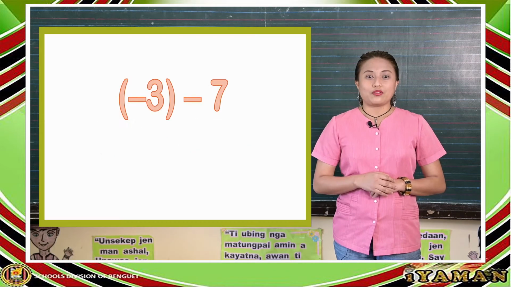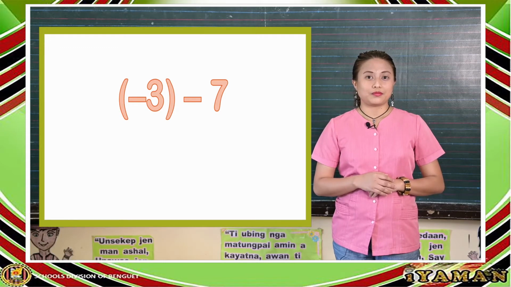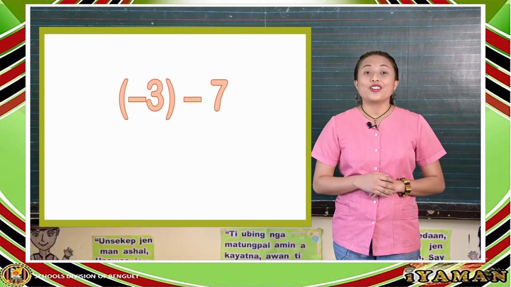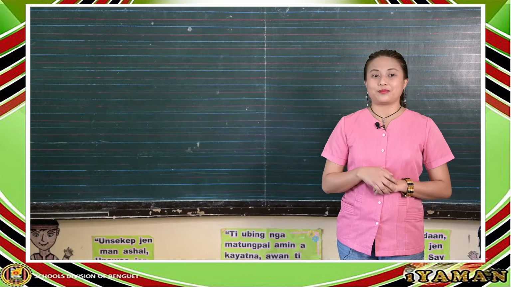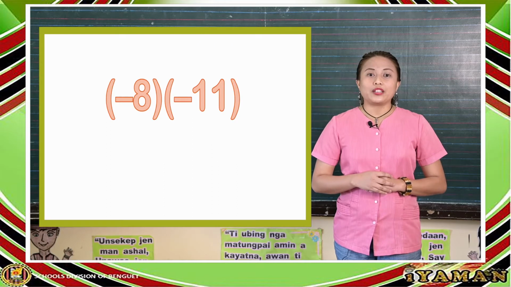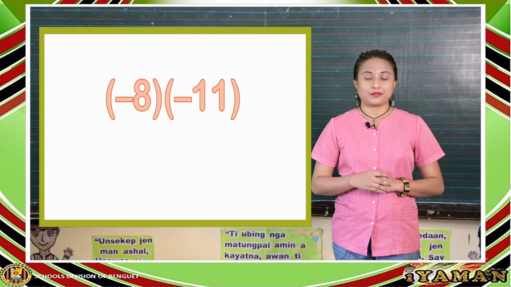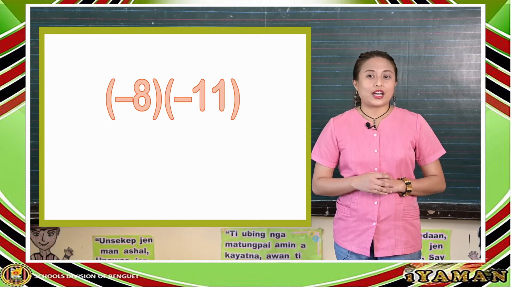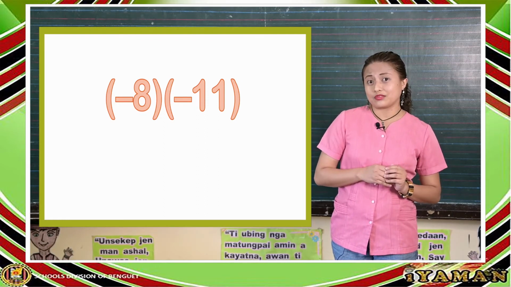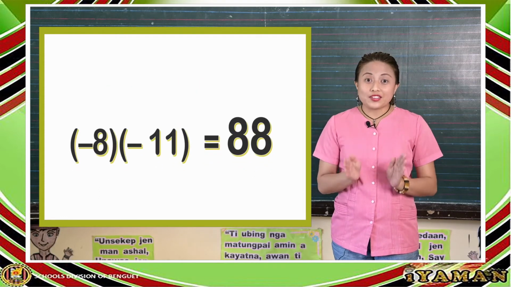What is positive 7 subtracted from negative 3? Was your answer positive 4? Because that's not the correct answer. The correct answer is negative 10. What is negative 8 multiplied with negative 11? Is your answer 88? Correct, but is it positive or negative? Yes, that should be positive 88.